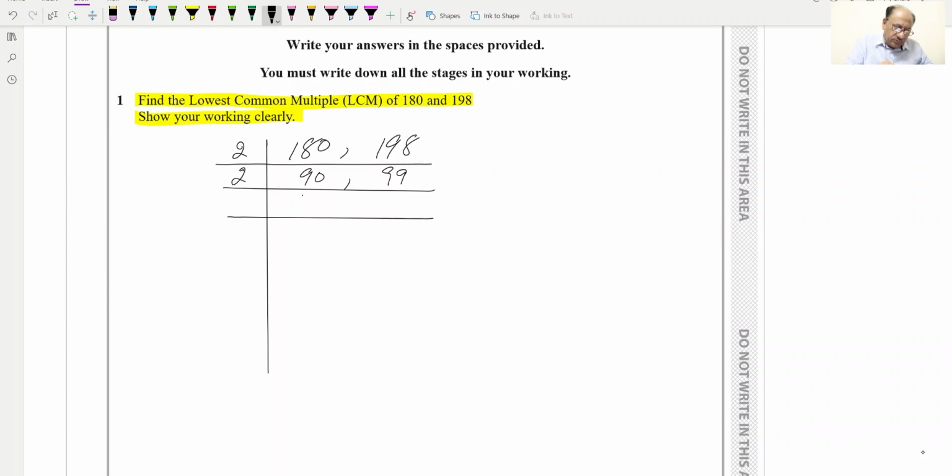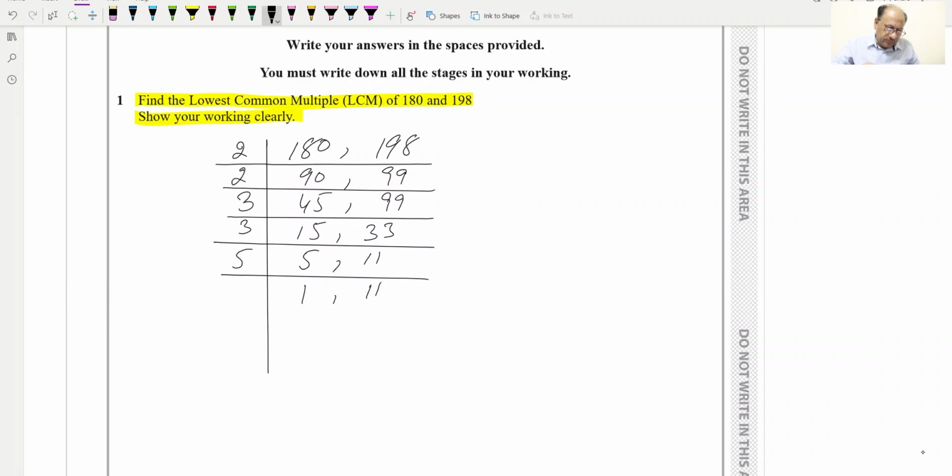So it will be 45, and this 99 as it is. Now we can divide it by 3. By dividing by 3 it will be 15 here, and this will be 33. Once again we can divide by 3, and this will be 5 here and 11 here. Next divisor will be 5, and we can divide this by 5, 1 and 11 as it is, and finally we can divide by 11, so it will be 1 and 1.